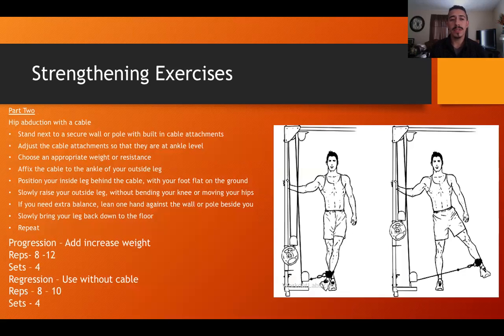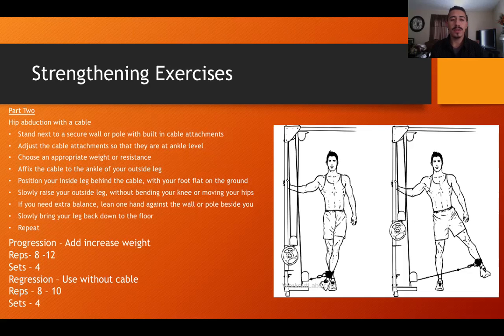Another exercise we have here is a hip abduction with a cable. To do this, you're going to stand next to a secure wall or pole with built-in cable attachments. Adjust the cable attachments so they're at ankle level. Choose an appropriate weight or resistance. Affix the cable to the ankle of your outside leg. Position your inside leg behind the cable with your foot flat on the ground.